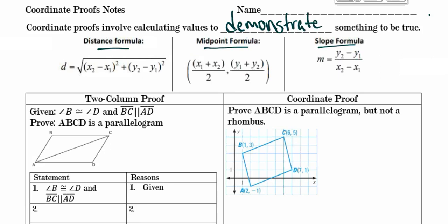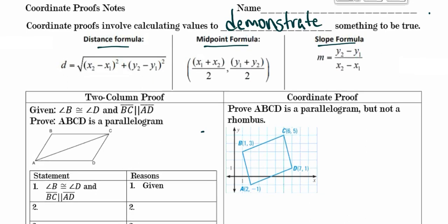And it's a little bit more free form, like you can tell just looking at a two-column proof versus a coordinate proof. There's no structure for a coordinate proof. It's just saying prove that it's a parallelogram but not a rhombus. However you can do that is kind of up to you. There's a lot of different ways to go about it. I'm going to provide kind of a structure for it, but there really is no structure. It's kind of just showing what you know to be true about that quadrilateral, and hopefully it's enough.